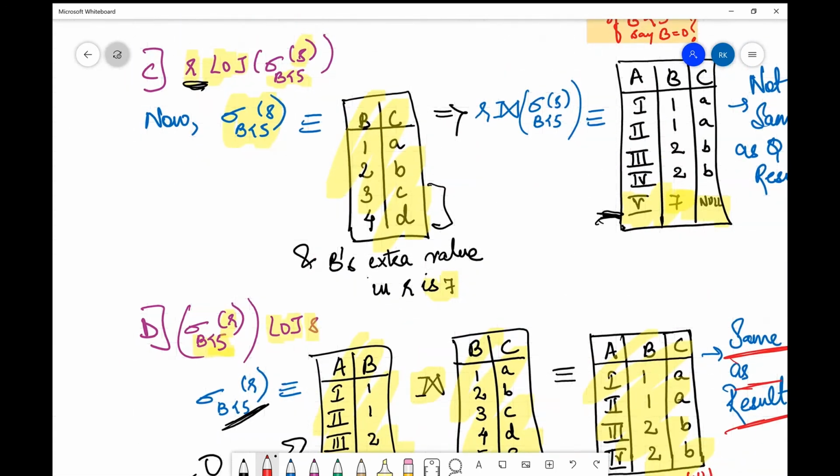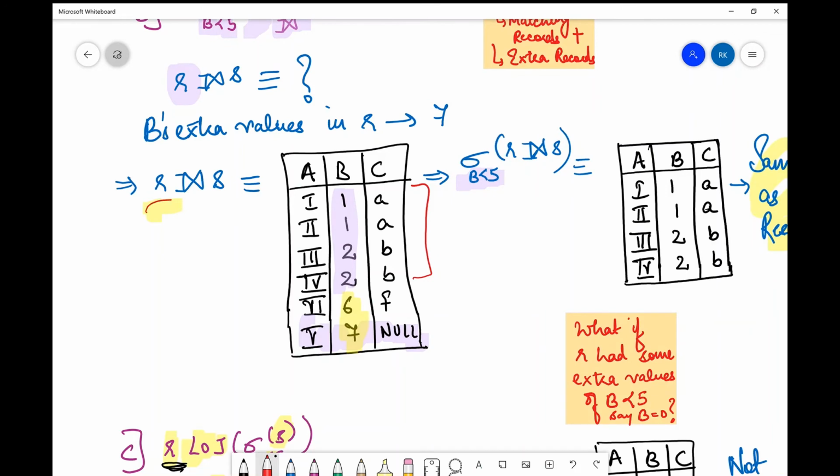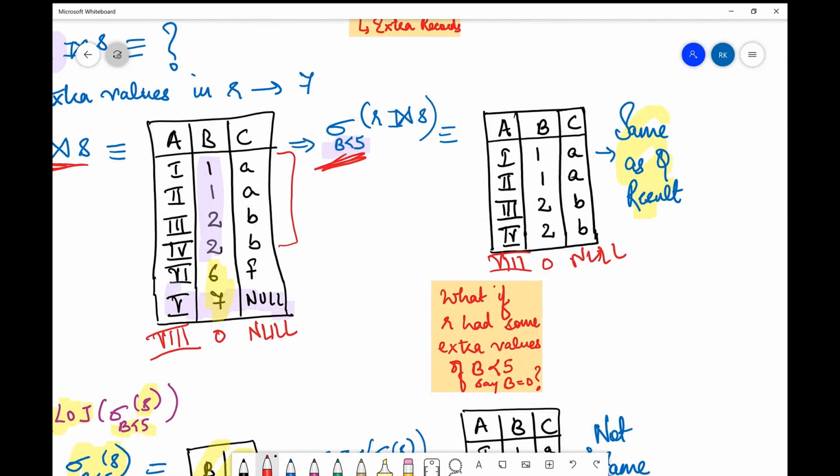And similarly in one of the previous options over here, when it says R left outer join S, over here also I would have got that value 8, 0, null. And then when you perform this selection, what would have happened? This would have not removed this record. So this record would have still been here, and this option also then gives us a result which is not same as Q.